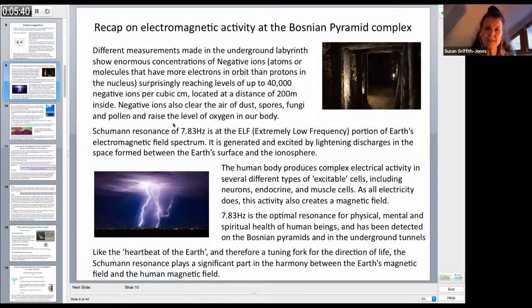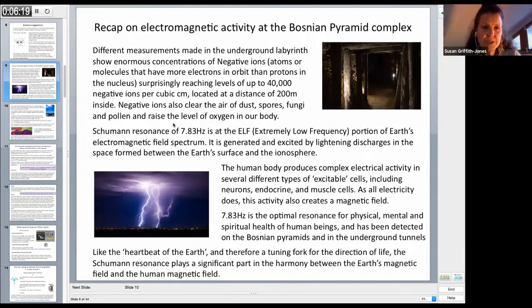In fact, Sam Osmanagic tells us that the reason for this is that whoever built these tunnels made a kind of undulating floor so that the air somehow replenishes itself. Don't ask me the physics of that, because I don't know why, but somehow this manages to keep the air very, very fresh. Negative ions also clear the air of dust and spores and fungi and pollen and raise the level of oxygen in our body.